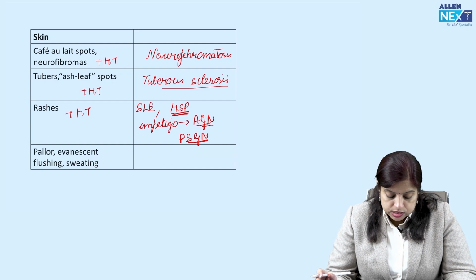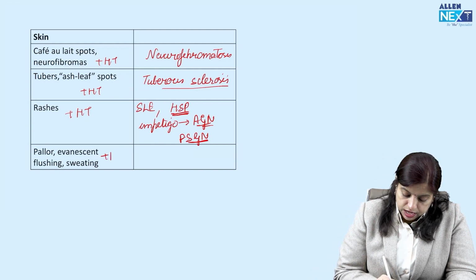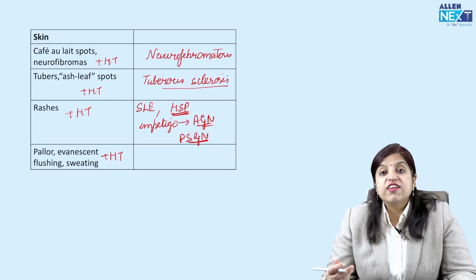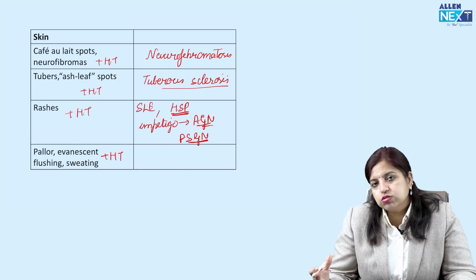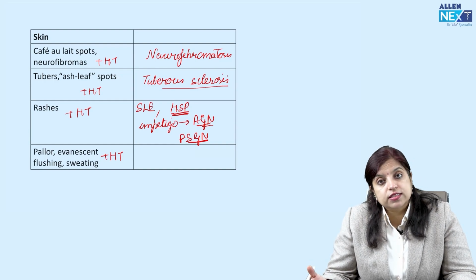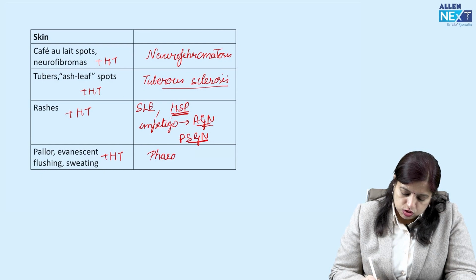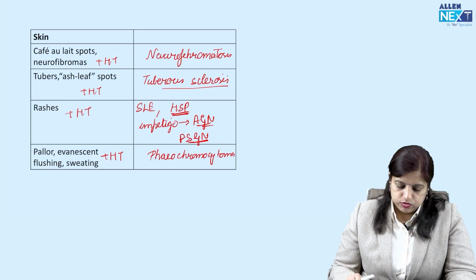Now, if a child presents to you with hypertension and pallor and evanescent flushing, evanescent means vanishing, flushing that comes and goes, right, with excessive sweating, you are definitely dealing with pheochromocytoma, right. So this is pheochromocytoma for you.